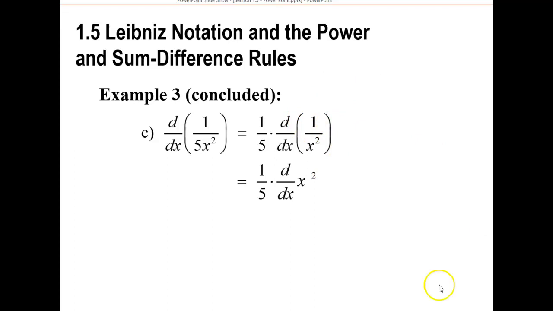We haven't done any derivatives yet. Notice our derivative notation is still sitting here. We just rewrote our function. So now we apply our power rule. So the negative 2 comes down. The new power is negative 2 minus 1.